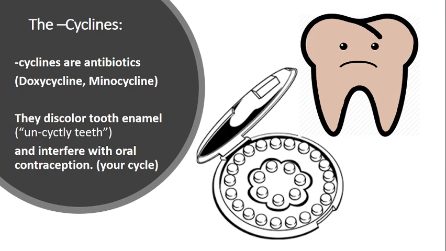Cyclines, doxycycline, minocycline, these have a couple of things to watch out for. One is they cause tooth enamel discoloration. So you don't want to give these to pregnant women or young children because it'll permanently discolor their teeth. They also interfere with oral contraception. So if you think of your teeth, if you're a pregnant woman or a child, they may make your teeth unsightly. And if you're taking oral contraceptives, you have to watch your cycle.